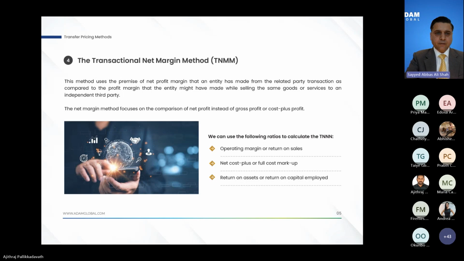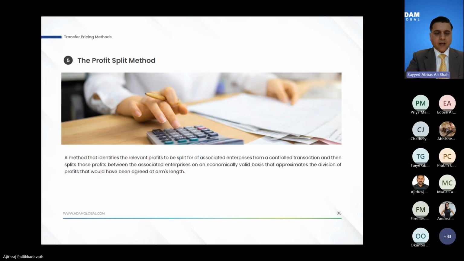If we can move to the fifth one, please. And so, profit split method, okay? By now we have gone through CUP, we have gone through cost plus method, we have gone through RPM, we have gone through the net profit margins method. The last method which is available to us, which is internationally acceptable, is the profit split method, okay?